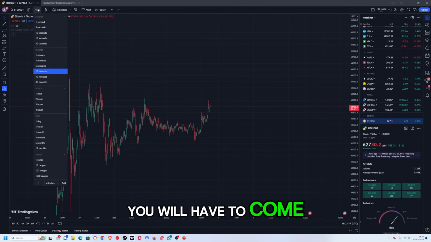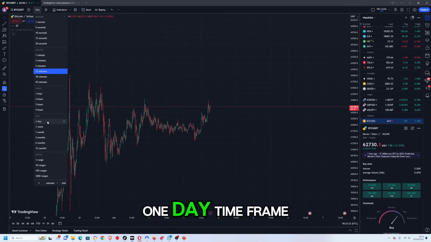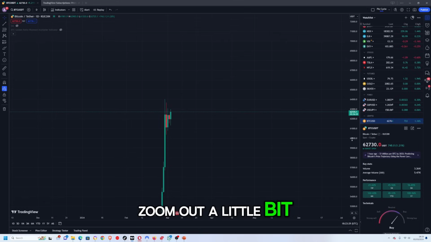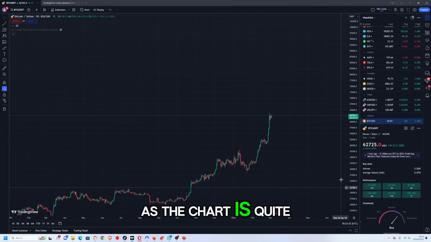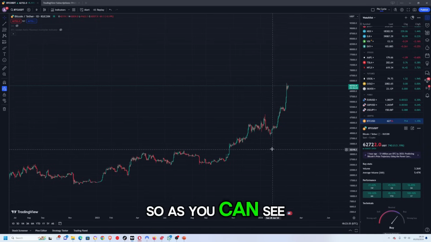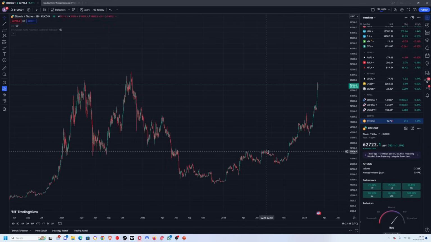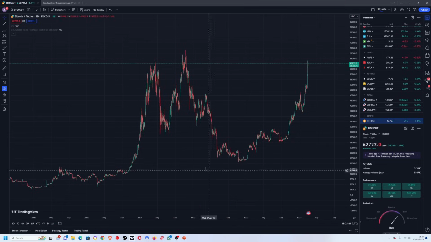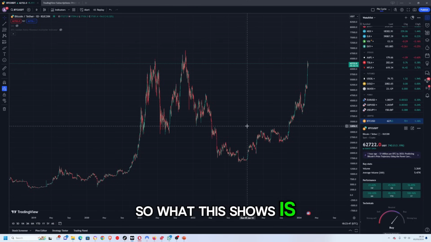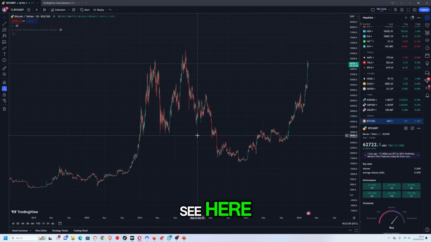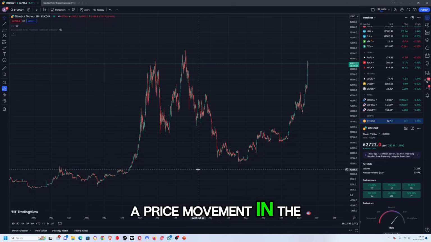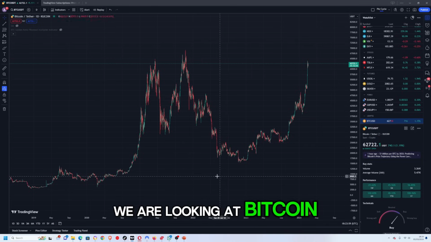So first of all, you will have to come over here and select the longer time frame. So that'll be the 1 day time frame. And in this time frame, you will then have to zoom out a little bit as the chart is quite big. So as you can see, if we zoom out, we are able to see the price very clearly. What this shows is every single candle that you see here represents 1 day of price movement in the asset. In this case, we are looking at Bitcoin.